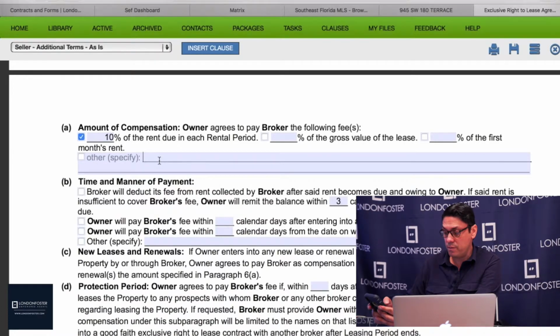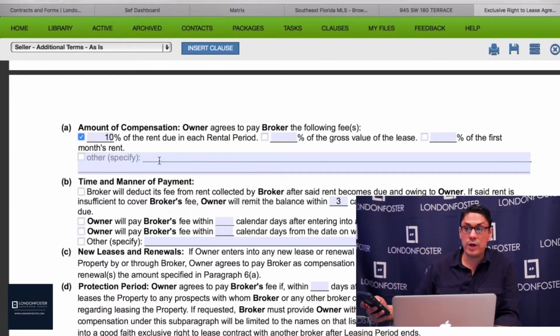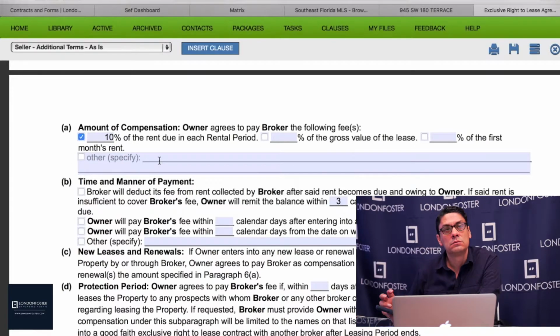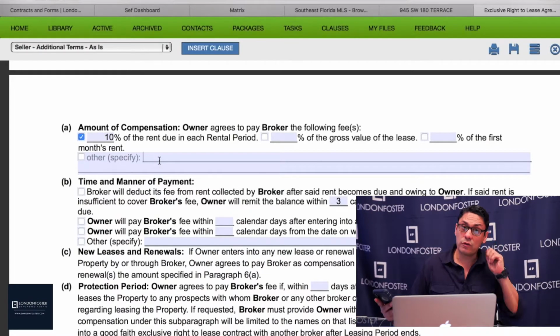If someone is doing a rental for $2,300, and that $2,300 times 12 comes out to $27,600, that would be the yearly rent.